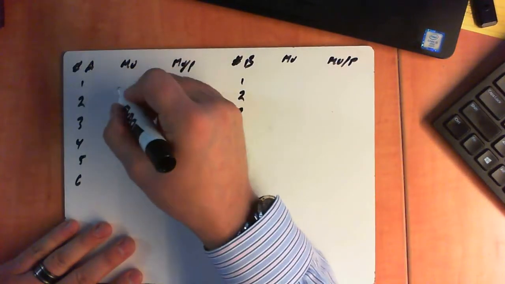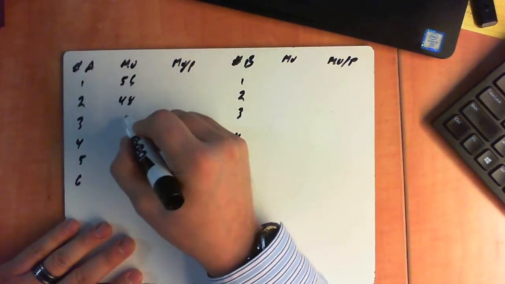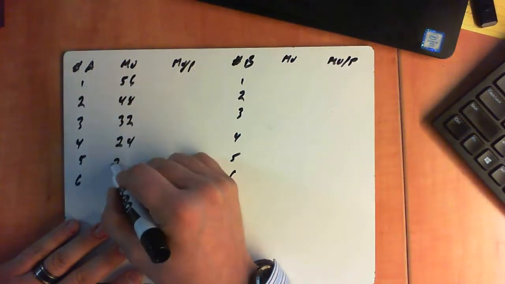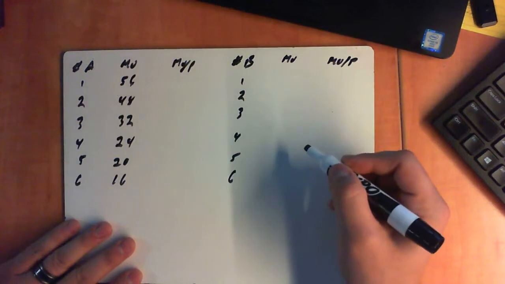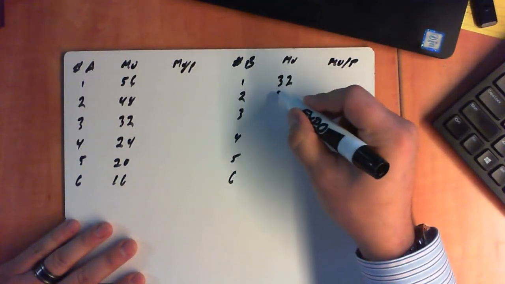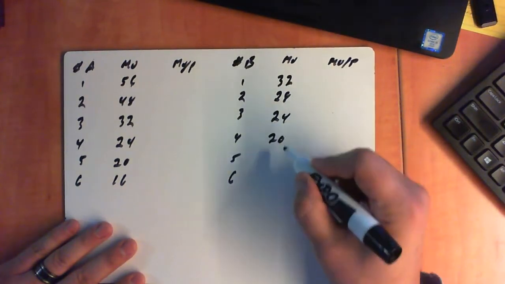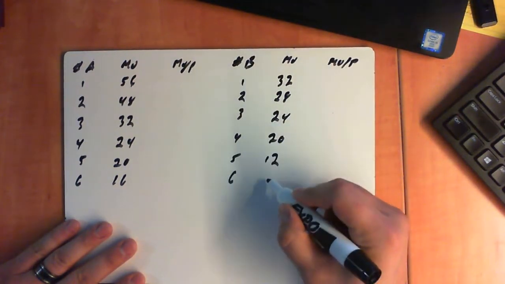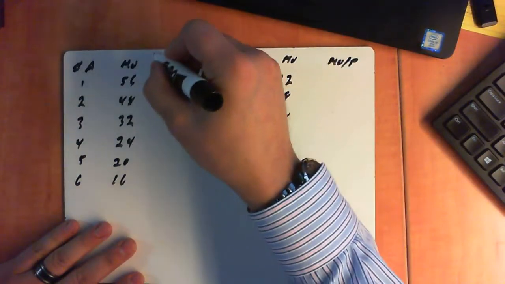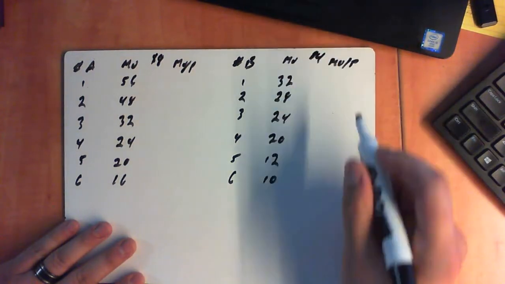The marginal utility for good A, the first one is 56. The marginal utility for the second one is 48. 32, 24, 20, and 16. And the marginal utility for good B, again, is here 32, 28, 24, 20, 12, and 10. Now, we'll say the cost of good A is $8, and the cost of good B is $4.